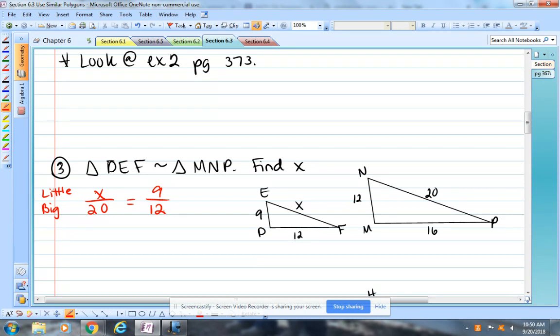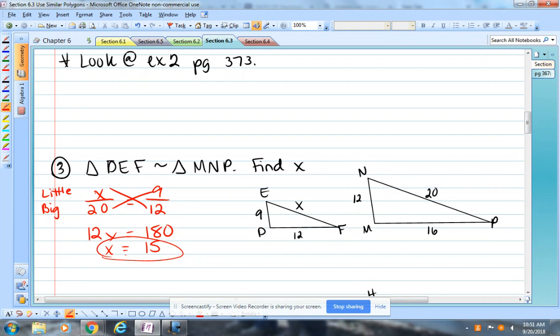So cross multiply. X times 12, and 20 times 9 is 180. And then I divide both sides by 12, and what do I get? 15. Did I get units? Nope. And all it said was to find x. So I'm done. So any questions about that?